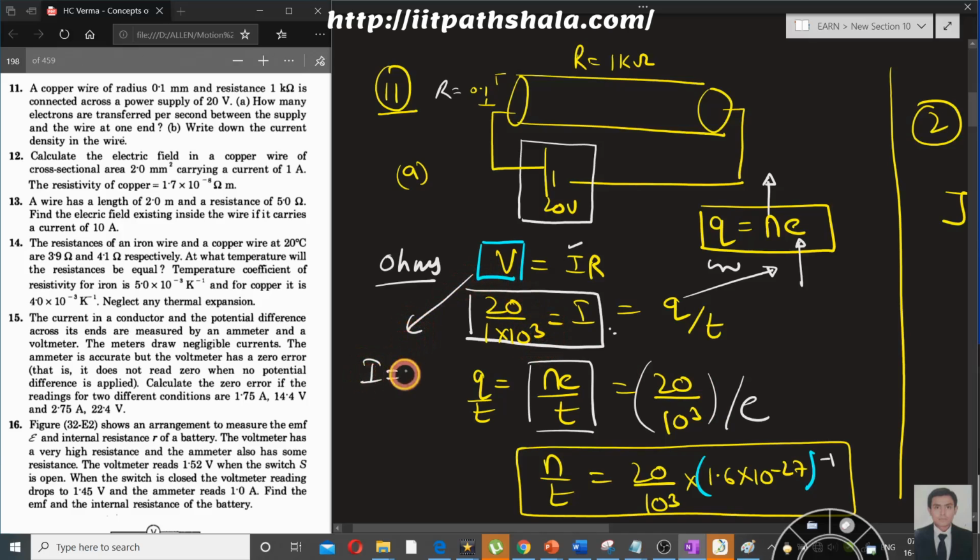Now you'll be getting N upon T. You were being asked about the number of electrons per second, so this is your number of electrons, this is time. So you get the number of electrons per unit time.